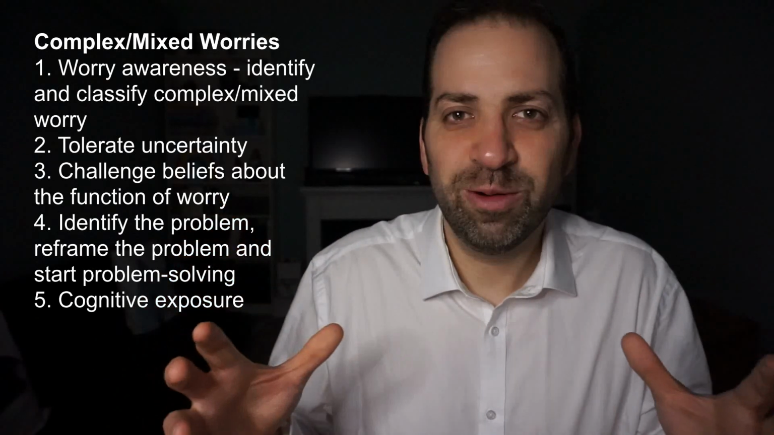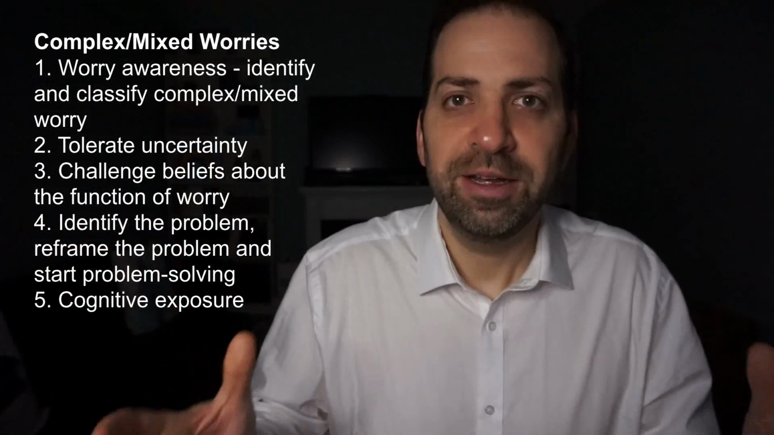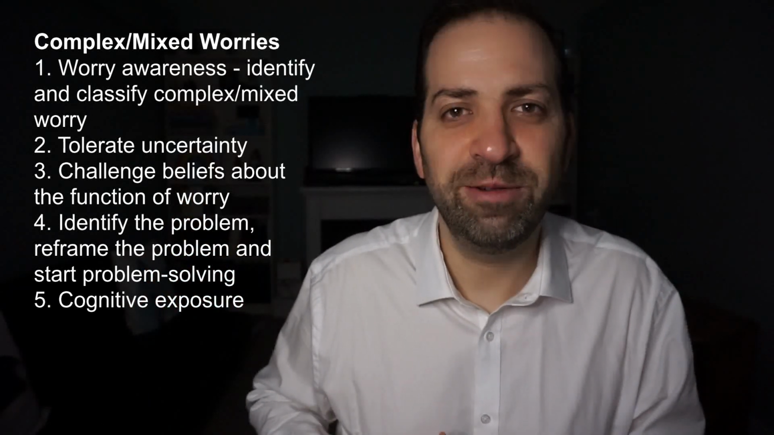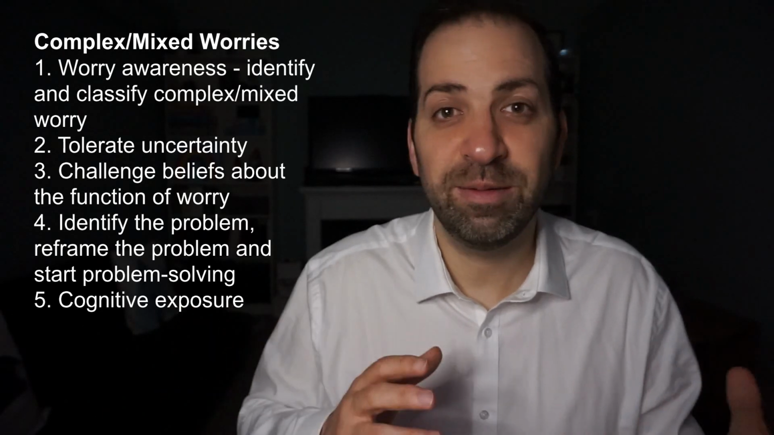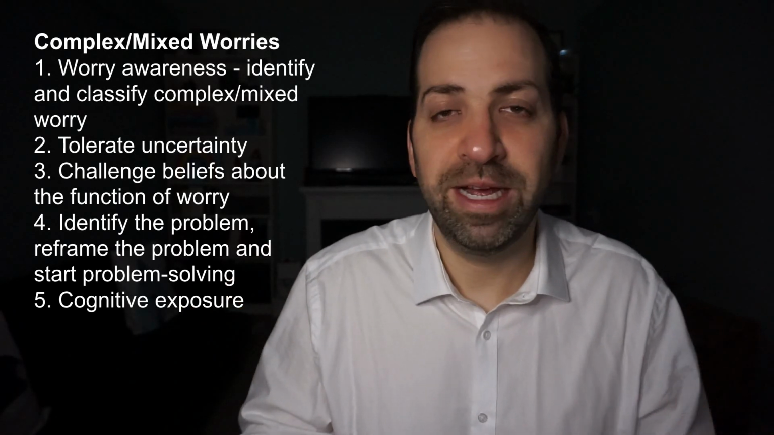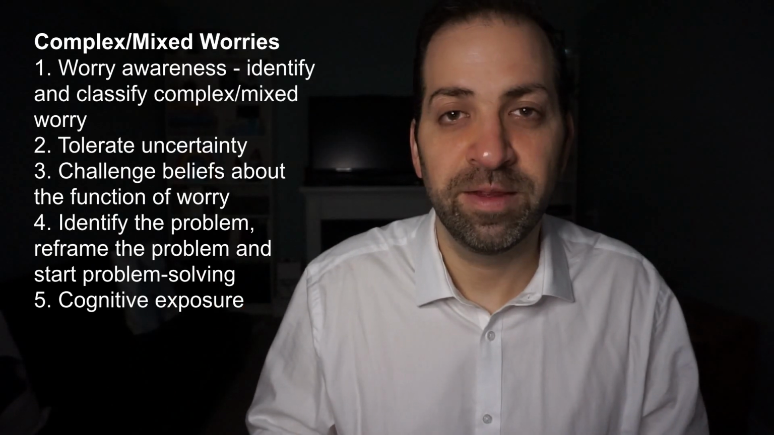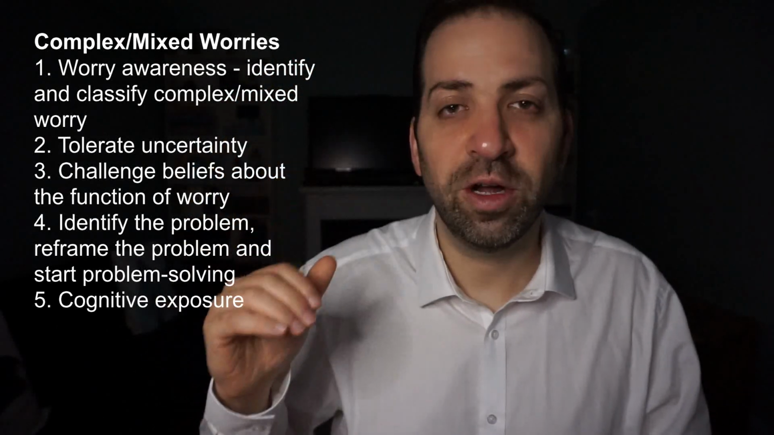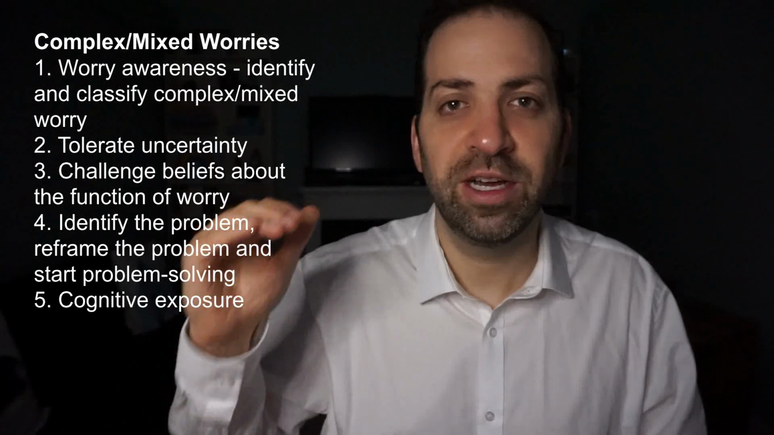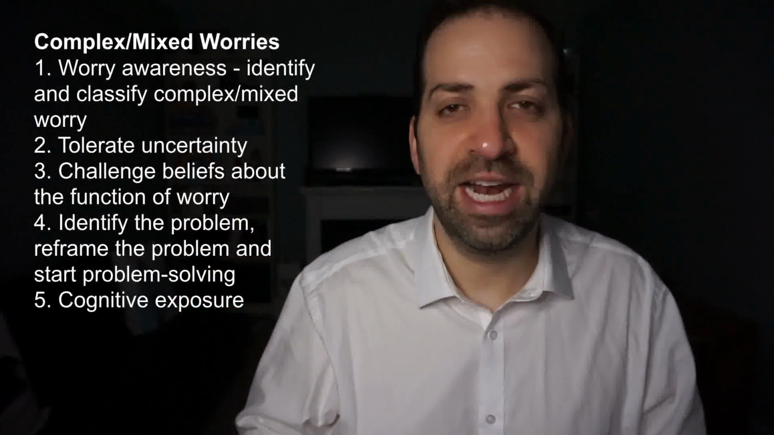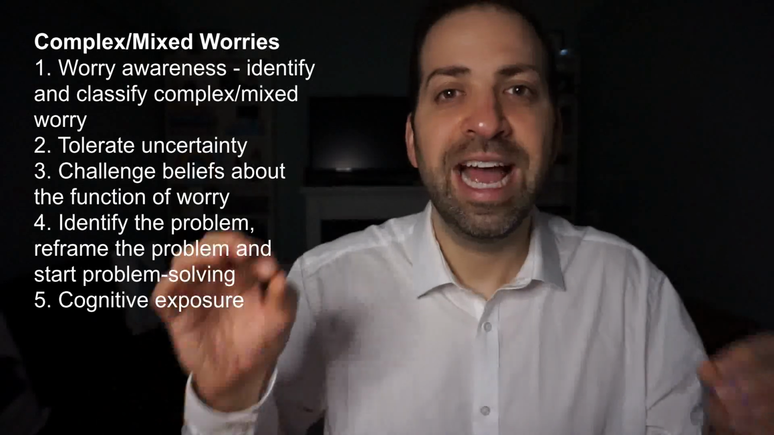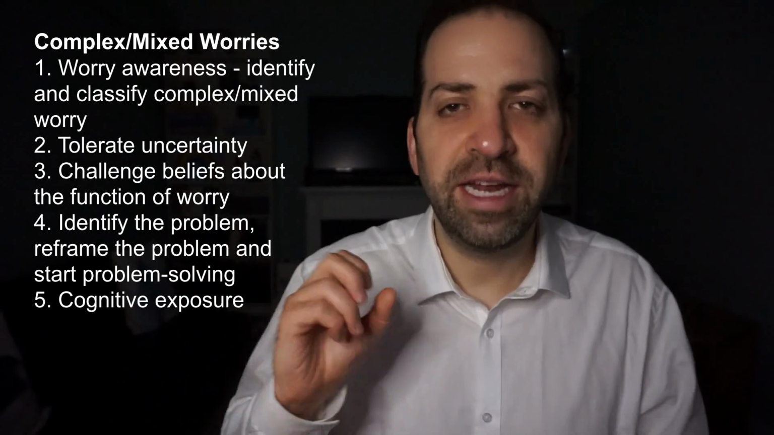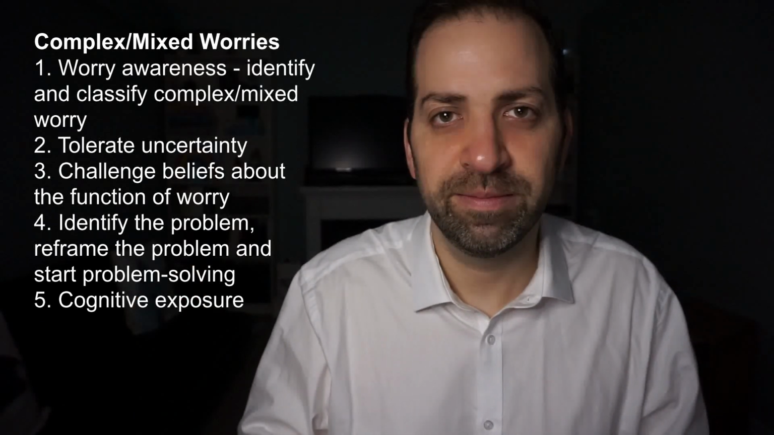So these complex worries, even though they seem more complex, they're actually pretty straightforward in terms of the steps you need to use and the order you need to use them. They're very similar to how we deal with a type 1 worry or a type 2 worry. So you essentially treat it like it's a type 1 worry. You identify the worry, tolerate uncertainty, challenge worry beliefs, address the negative problem orientation, and engage in problem solving. At that point, if there's any type 2 part of the worry left over, then you engage in the cognitive exposure.